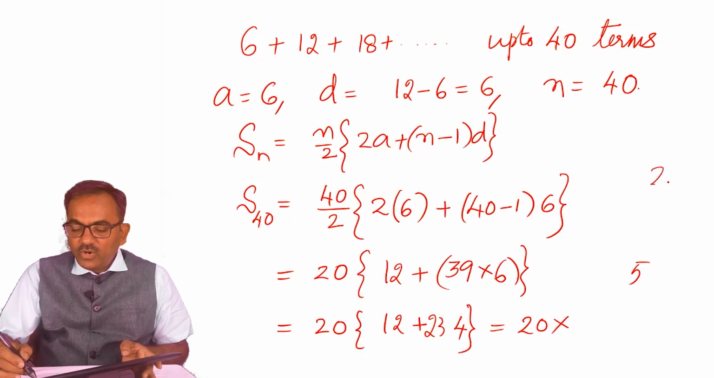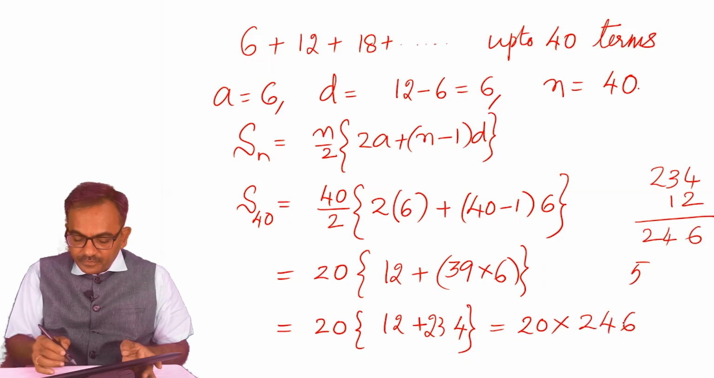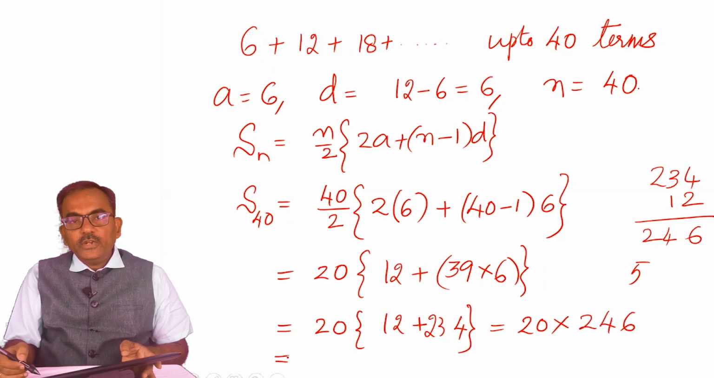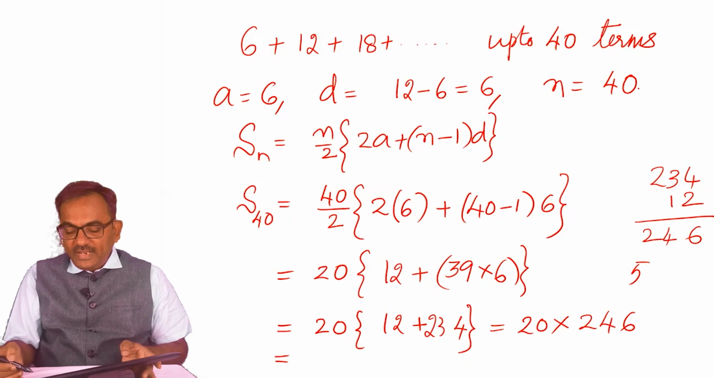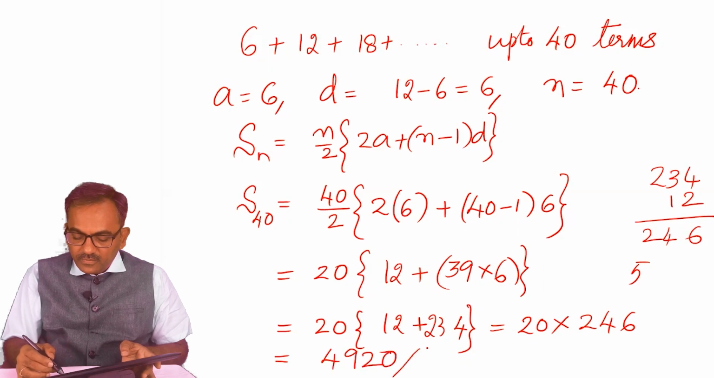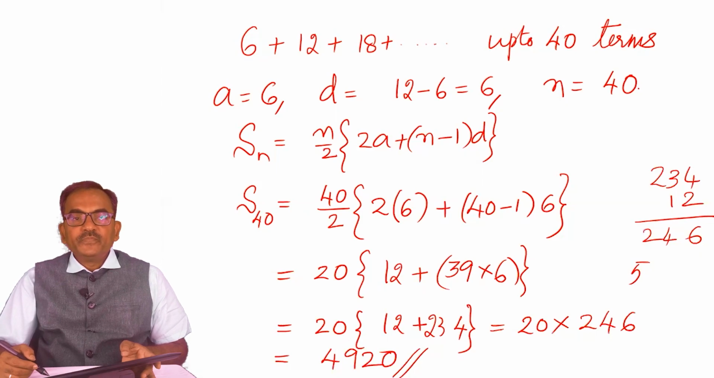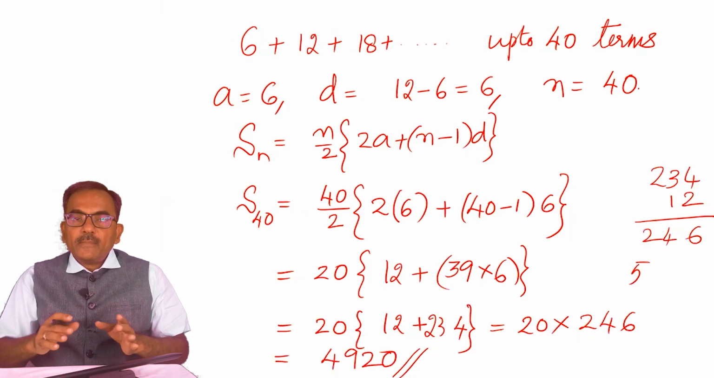234 plus 12. What do you get? This is 246. So it is 20 into 246. What do we get? 2 into 246 is 492, and a 0. So the answer for the question that was given in statement form, we got it as 4920.